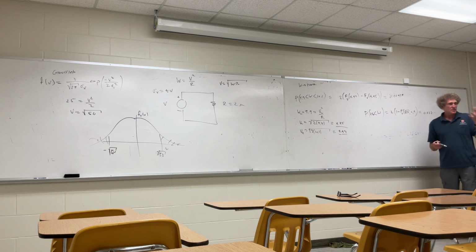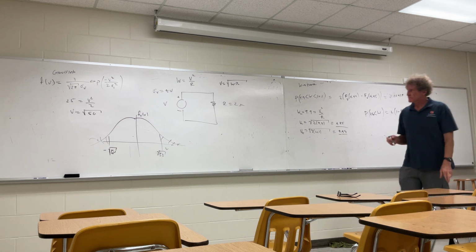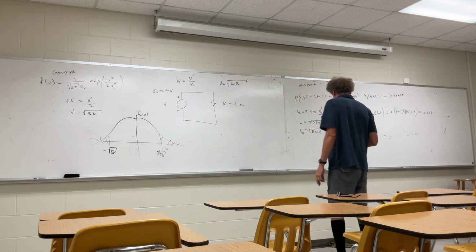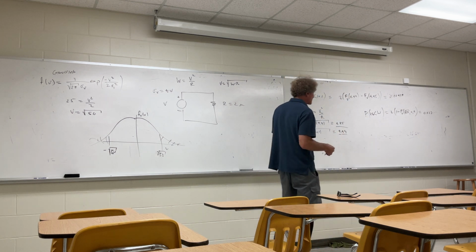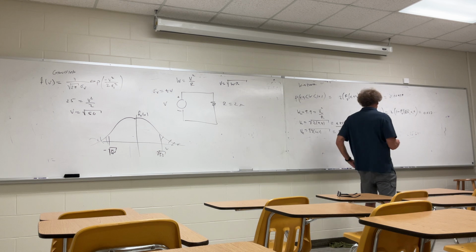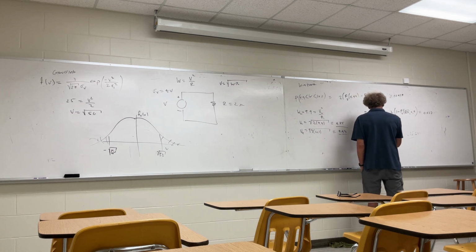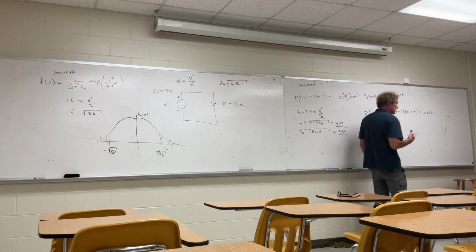Okay, what's the third part? The probability that the power dissipated in the resistor is less than or equal to 10. Okay, that last part's pretty obvious, but how would you do it? Probability of what? The power W being less than or equal to 10 corresponds to what?